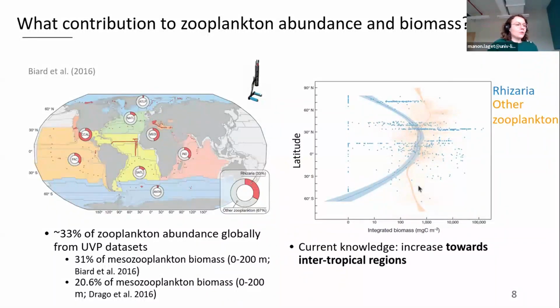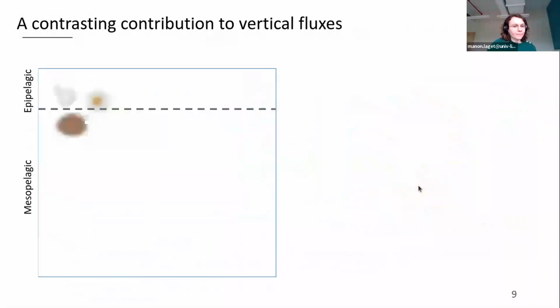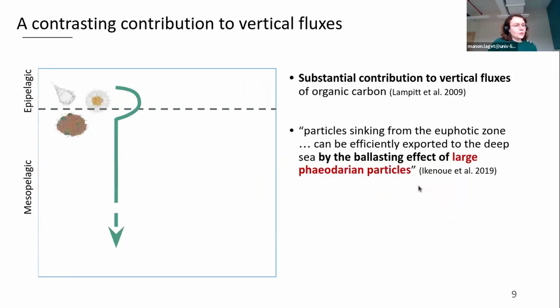So in addition to their contribution to zooplankton abundance, rhizaria can also have a role in vertical fluxes. So they can contribute substantially to fluxes of organic carbon because they can be associated to large pulse events of particles. And also, large Phaeodaria can form fast-sinking particles by aggregating detrital material around them, and they can efficiently export them to the deep ocean. And their skeleton is supposed to have a ballasting effect.